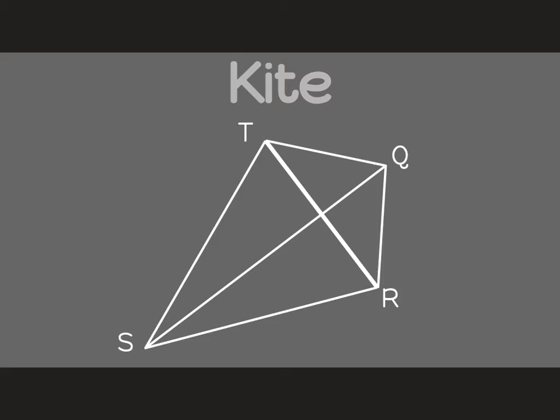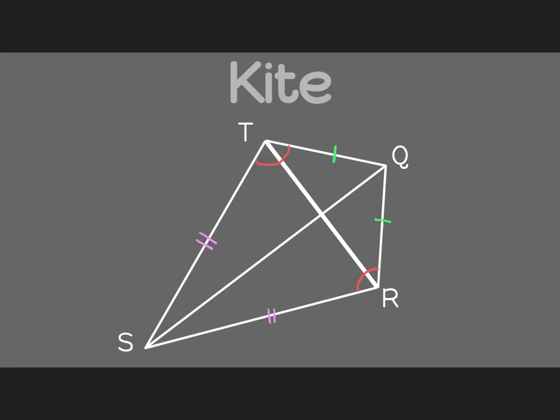Kites have two sets of consecutive congruent sides. So these two sides are congruent, and these two sides are congruent. Non-vertex angles are also congruent. So Q and S are considered the vertex angles, so that makes T and R the non-vertex angles.